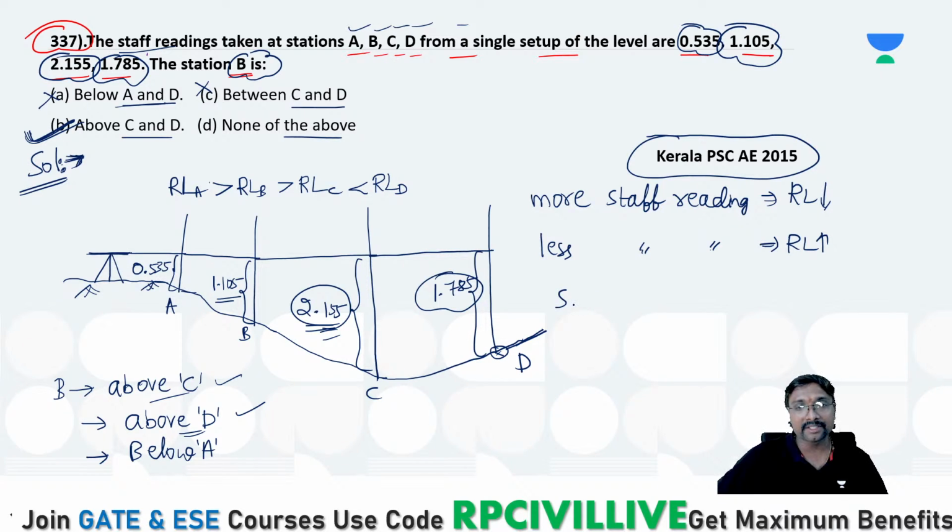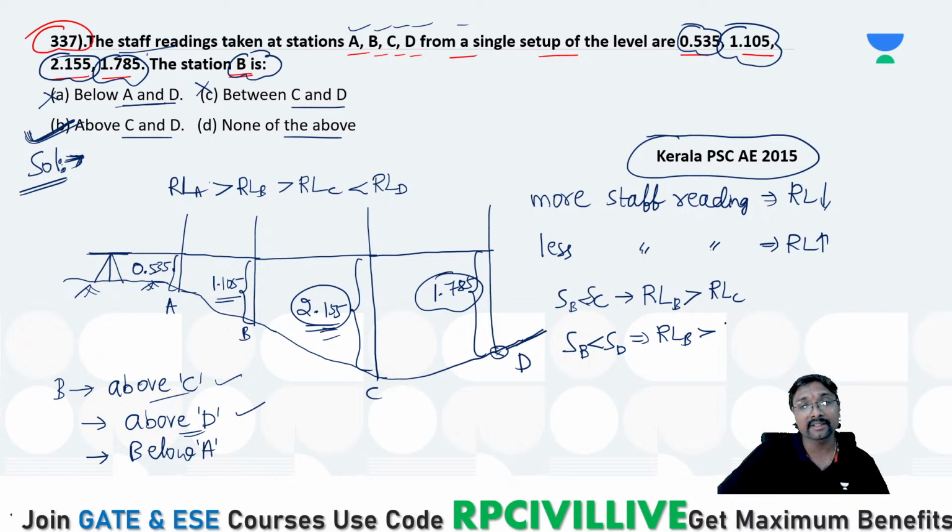So the staff reading of this B is lesser than the staff reading of this C. Therefore, the reduced level of this B will obviously be higher than the reduced level of this C. And the staff reading of this B will be lesser than the staff reading of this D. So automatically the reduced level of this B will be higher than the reduced level of this D. Lesser staff reading means higher elevation, higher staff reading means lesser elevation. Is that clear, everyone? How to select the answer for this? Got this? Right, now move on to the next question, everyone.